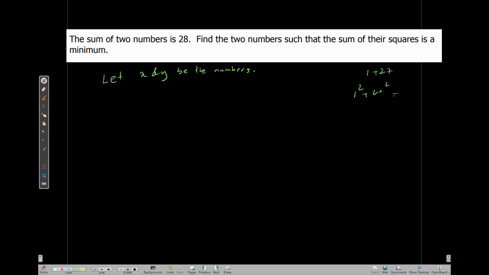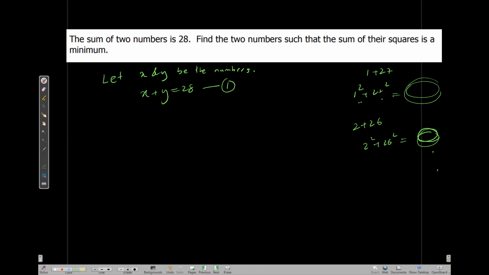Now this problem is a little bit challenging, because this can be some number, and if you get 2 plus 26 and 2 squared plus 26 squared, another number. So out of all those results, what is the minimum? So let x and y be the numbers. If they are the numbers, the first thing we know, x plus y is 28, and let's make that our first equation.